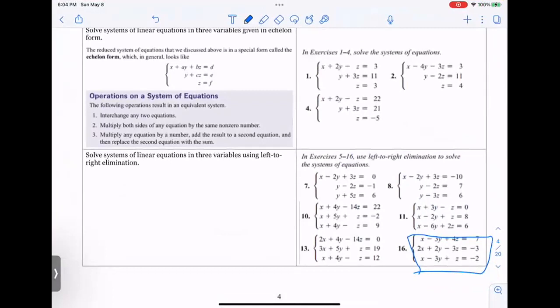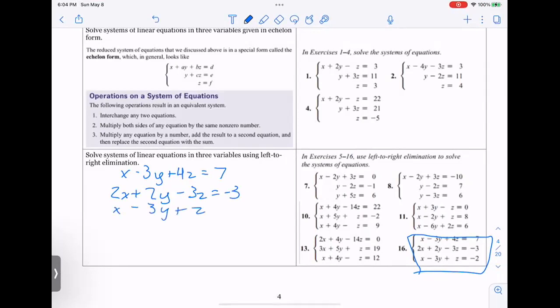All right, so this one says use left to right elimination to solve the systems of equations. In this case, we want to solve for x, y, and z. So I'm going to rewrite our equations: x minus 3y plus 4z equals 7, 2x plus 2y minus 3z equals -3, and x minus 3y plus z equals -2.